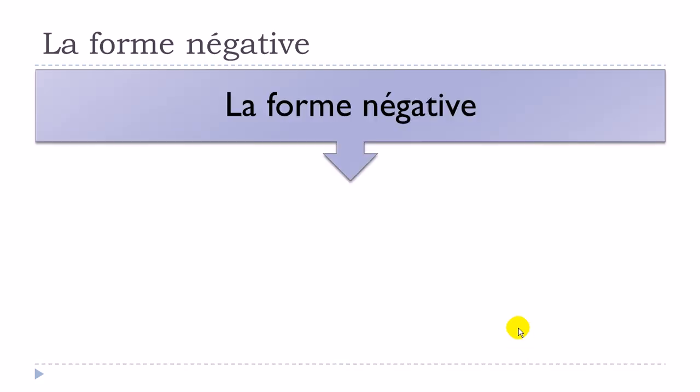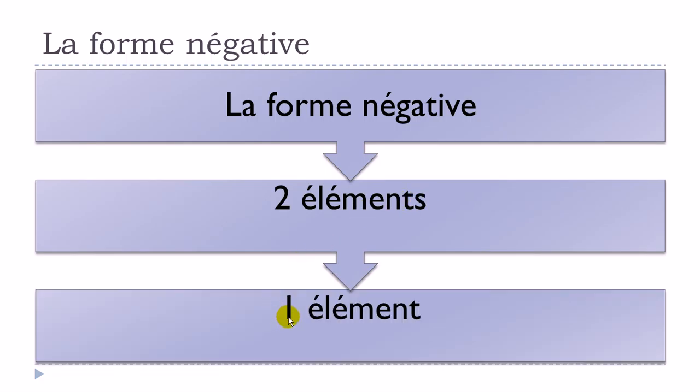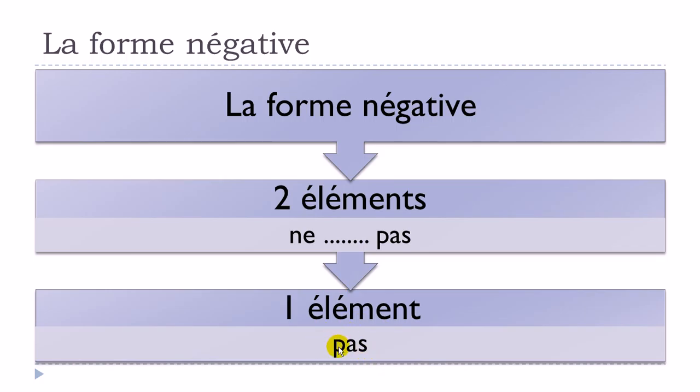Okay? So remember, la forme négative, you should have two parts, or then it's possible to see one part. When you've got two parts, it's ne and then pas. Or then only pas, but then we are here dealing with informal French, so be careful, don't use that in all situations. And this is it.